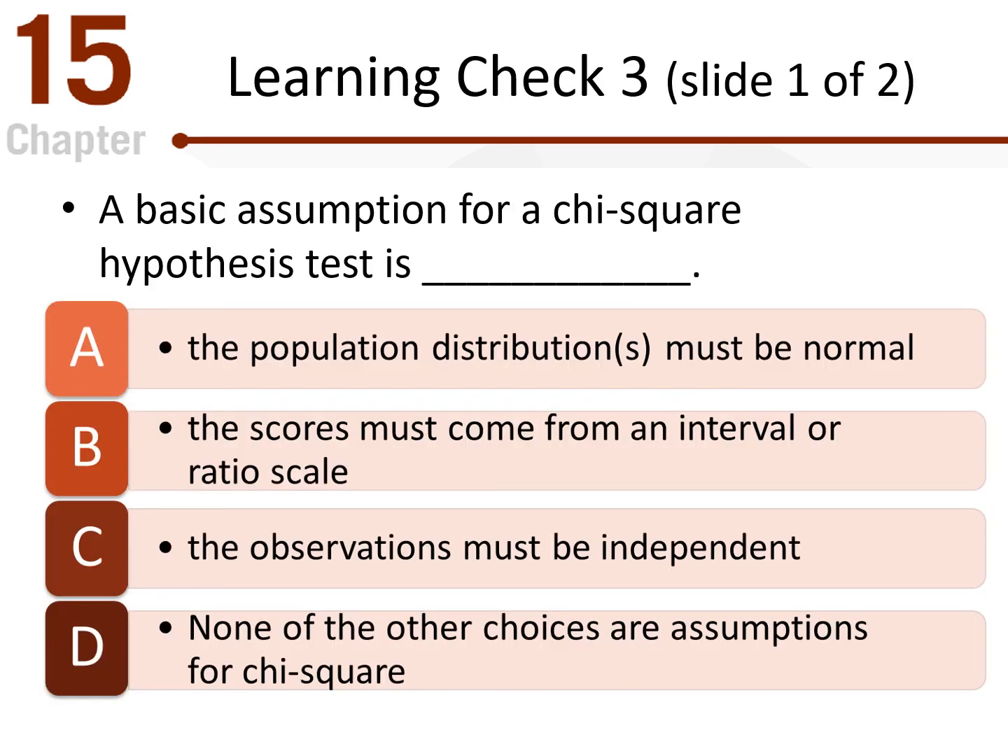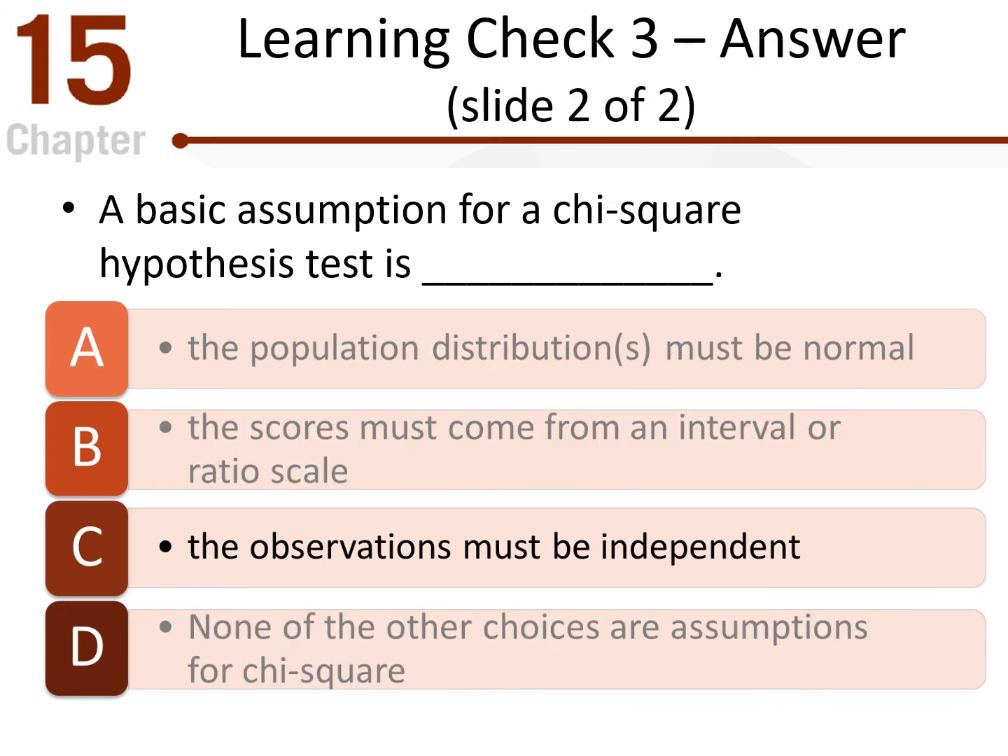Let's take a look at these questions. Basic assumption for a chi-square test is what? Normal distribution, interval or ratio scaled, independent observations, or none of the other choices are assumptions for chi-square. Well, we know normality is not. We know that we don't need to estimate any parameters. We know that interval or ratio shouldn't use chi-square. Observations have to be independent, right? So you can only have one person in each cell, and therefore the answer is the observations must be independent.